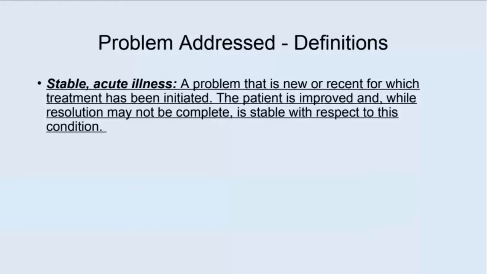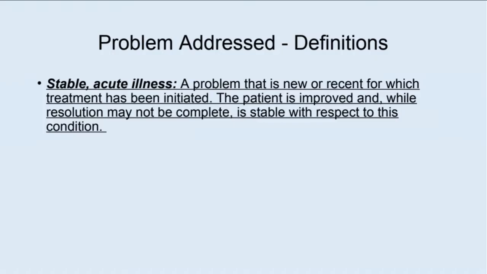Okay, stable acute illness, a problem that is new or recent, that's why it's acute, for which treatment has been initiated. The patient is improved, and while resolution may not be complete, is stable with respect to this condition. Though this is a condition, it's being treated, so far so good. It's interesting that this doesn't include examples, but everything's going okay, but the patient is not completely cured of the condition, but it's going well.